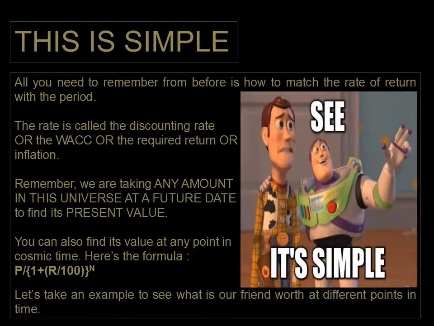Remember, to find the present value, we go to any point in cosmic space-time, find an amount, and discount it back to the present. The formula for discounting it is pretty much the same as compounding it, except for the multiplication sign becomes a division sign. Here is the formula. We're going to take one interesting example to see and to understand how discounting works.